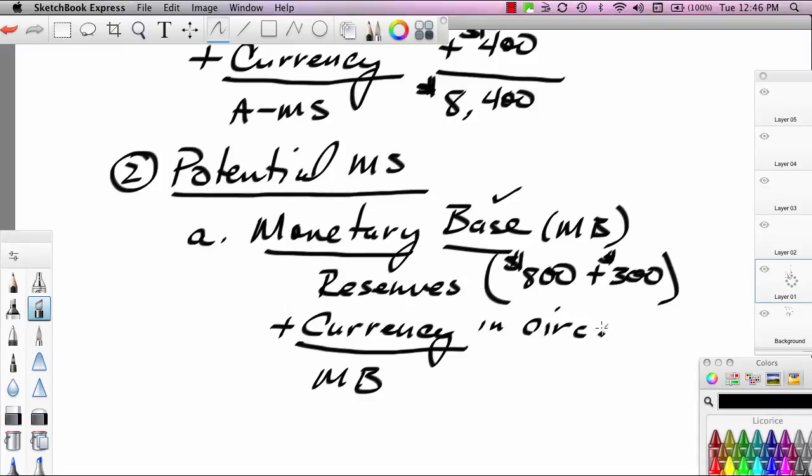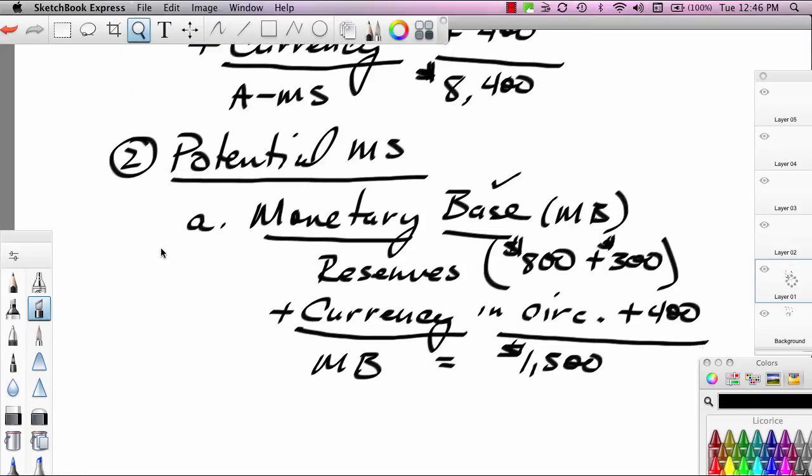1,100 plus $400 in currency in circulation, add those together, you get $1,500. So the monetary base is $1,500. Now, let's go ahead and scroll down.